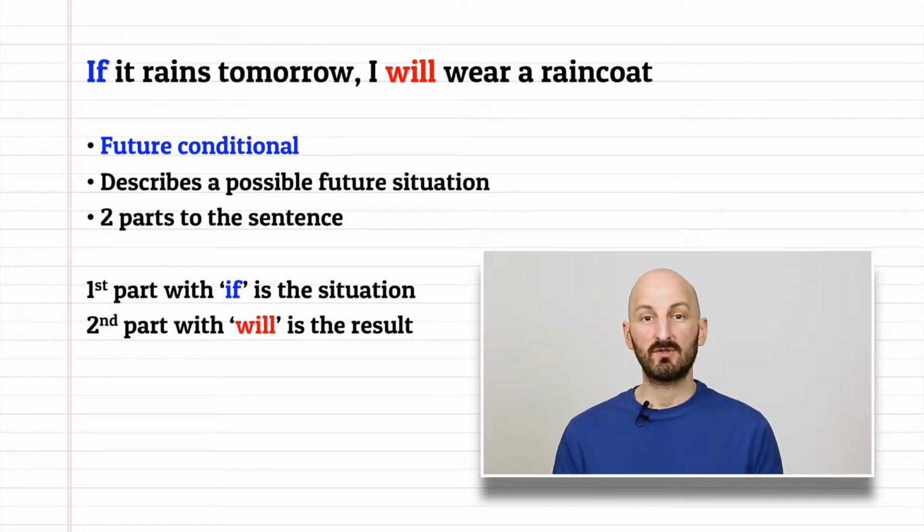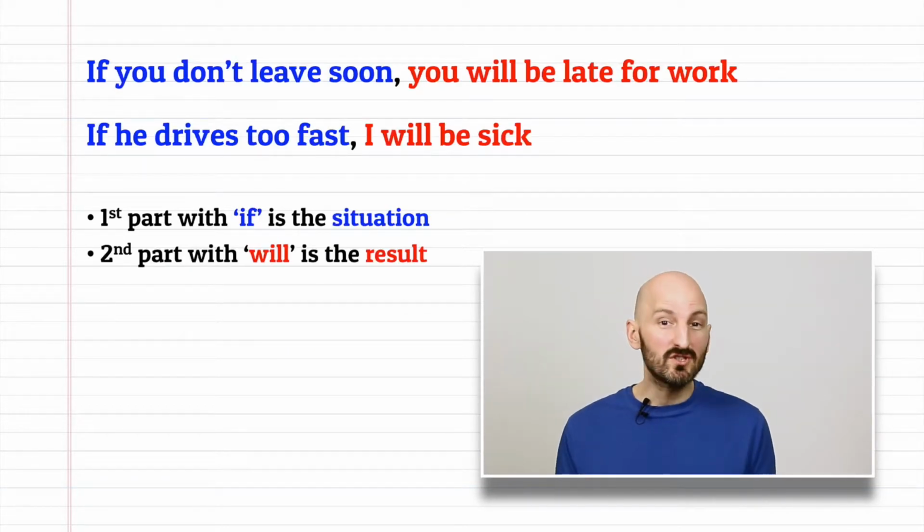The important difference between factual and future conditionals is future conditionals describe single specific future situations. Factual conditionals describe general facts, not a specific single future event. Some other examples of future conditionals are if you don't leave soon, you will be late for work, and if he drives too fast, I will be sick. Remember, this form describes the future. When we want to talk about an imaginary result for a specific action, we use a different form.